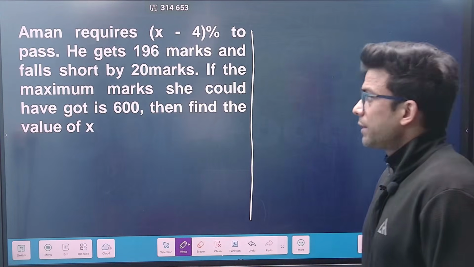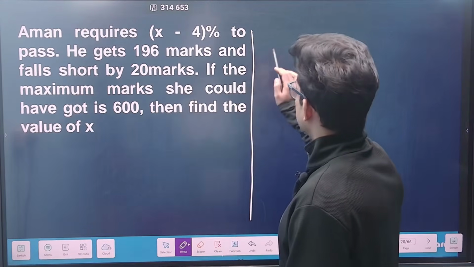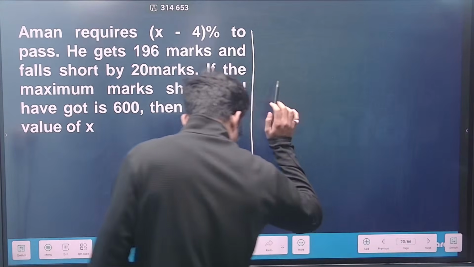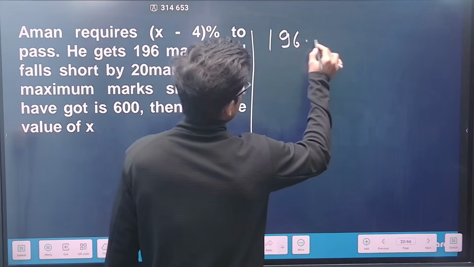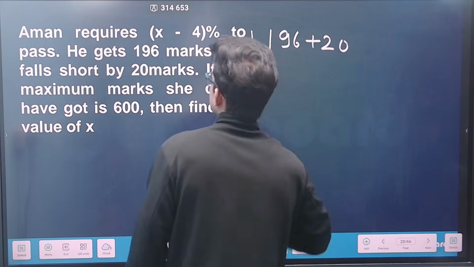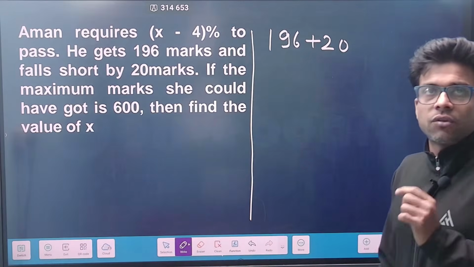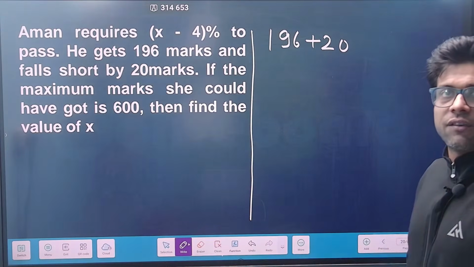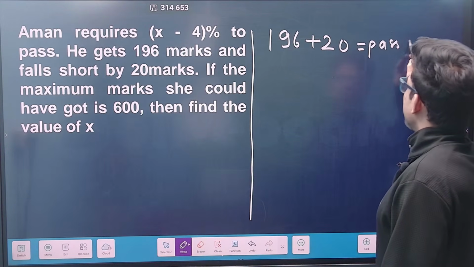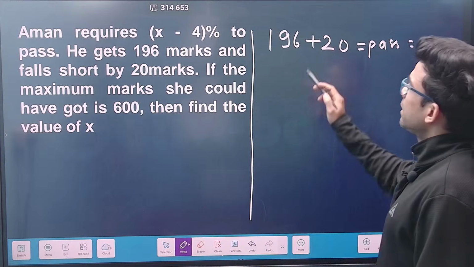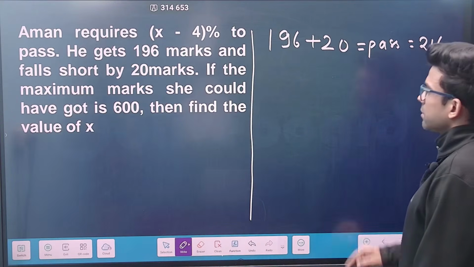So first of all, what is required? Can you find out the passing marks? Suppose I make you solve it. If I would get 196 marks plus 20, then this is my passing marks, na? Because scoring 196, I fall short by 20 marks. So if I get 196 plus 20, I would be passing. So my pass would be how much? Can I say this would be 216? So 216 is my passing marks, correct?